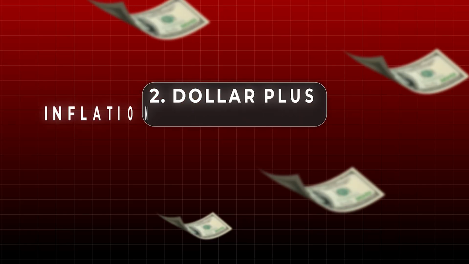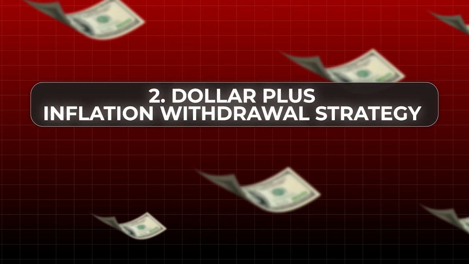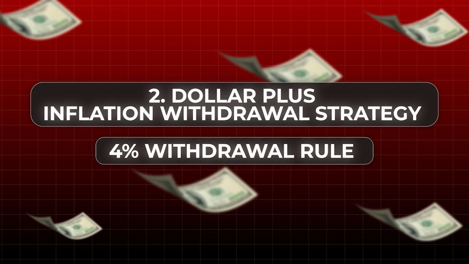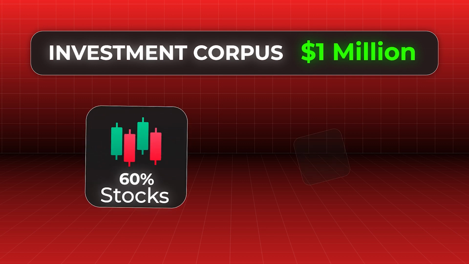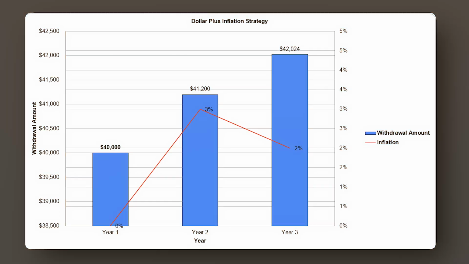So this brings us to our next withdrawal strategy, which is the dollar plus inflation strategy, also known as the 4% withdrawal rule. Here is how this strategy works. Let us say you have an investment corpus of $1 million with 60% in stocks and 40% in bonds. In the first year of your retirement, you will withdraw 4% or $40,000 from your portfolio.